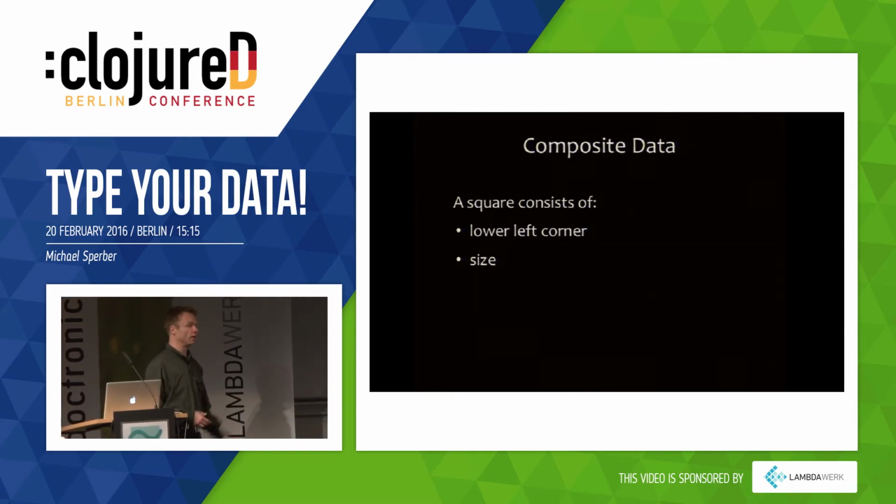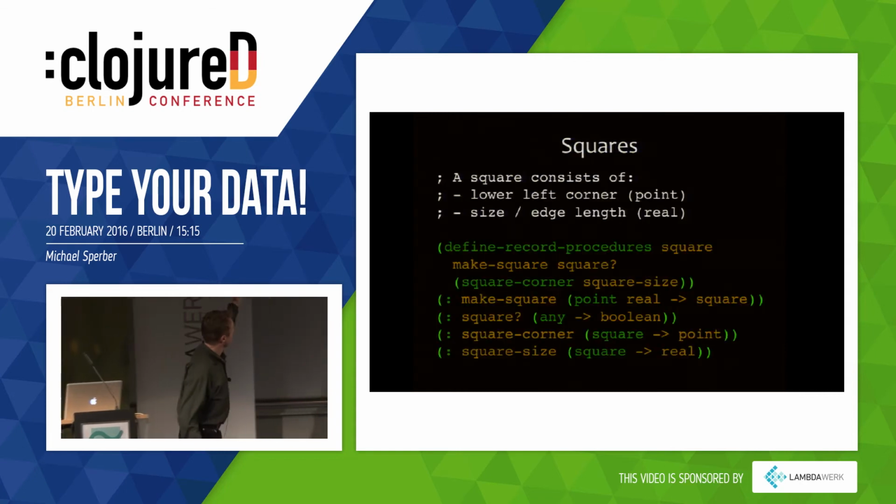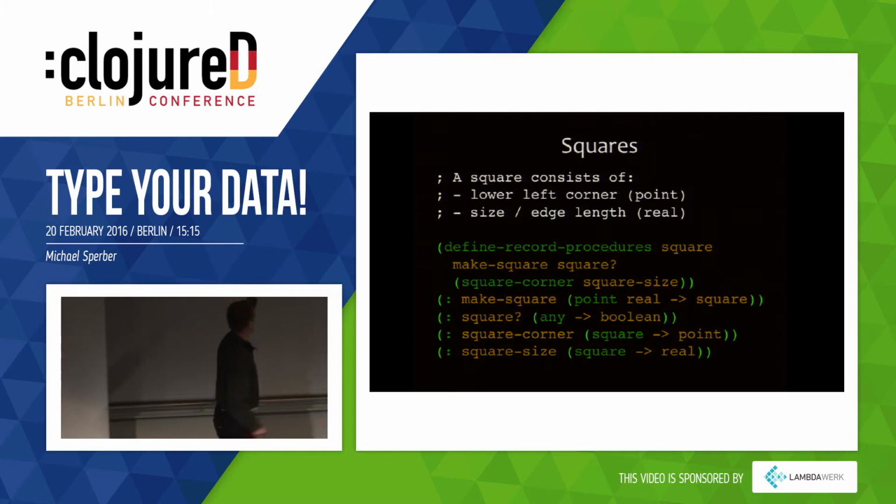You might have a square consisting of a lower left corner and the length of the edges of the square. But I think you'll see that putting the design recipe into action will produce something that has the exact same structure as for circles, which also has two fields. Okay? So there's no surprise there, except that the two fields are called corner and size, and the whole thing is called square.